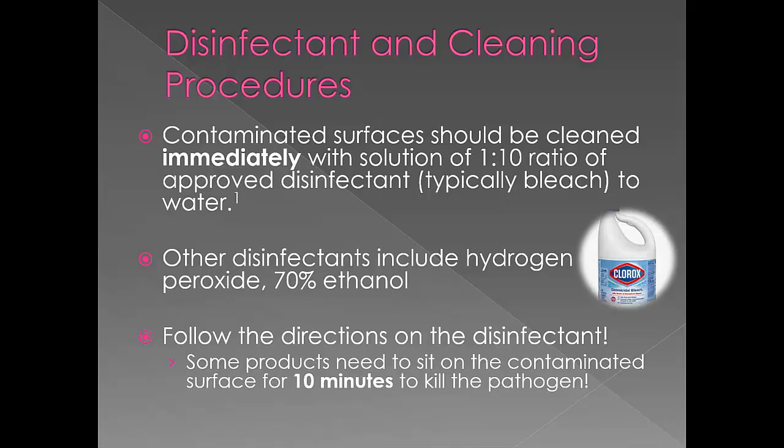Disinfecting and cleaning procedures. Contaminated surfaces should be cleaned immediately with a solution of 1:10 ratio of approved disinfectant. That may include bleach to water. Other disinfectants may include hydrogen peroxide or a solution of 70% ethanol. You need to follow the directions on the disinfectant bottle. Some products may need to sit on the contaminated surface for up to 10 minutes to fully kill the pathogen, so it is important that you read the directions on the bottle.